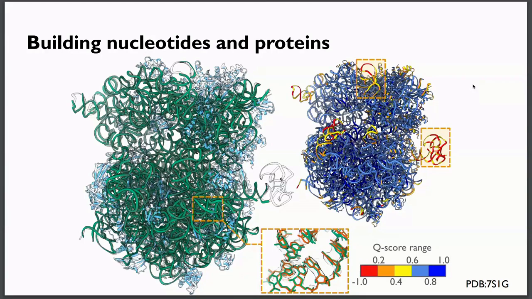On the right is the deposited model that's been colored by the Q-score. Where the Q-score is low, so the local resolution is bad, ModelAngelo does not build it, but otherwise it seems to do an okay job. But this is a very high resolution map.